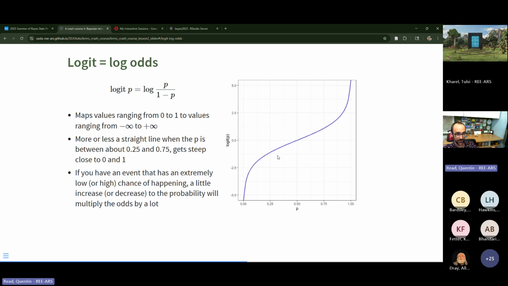As you get towards the extremes, it's like eating chocolate decreases your odds of getting some rare disease by 100 times. But if your odds of getting that rare disease are very, very tiny, changing the odds by 100 times is not going to change the probability that much. So it's sort of on the relative scale.